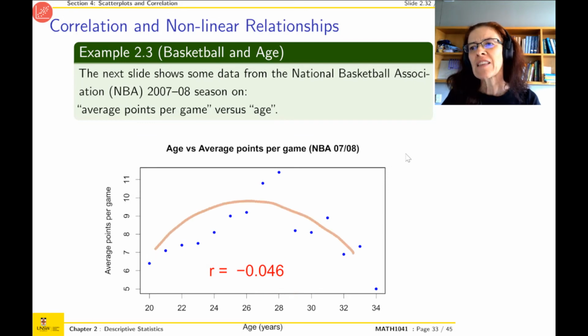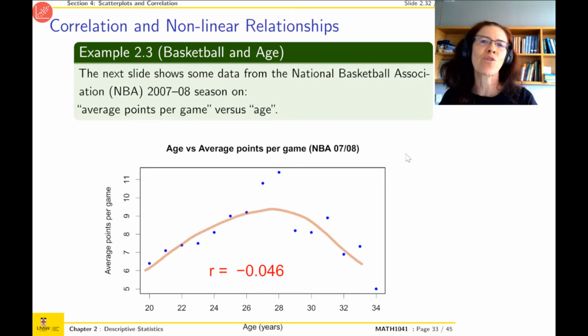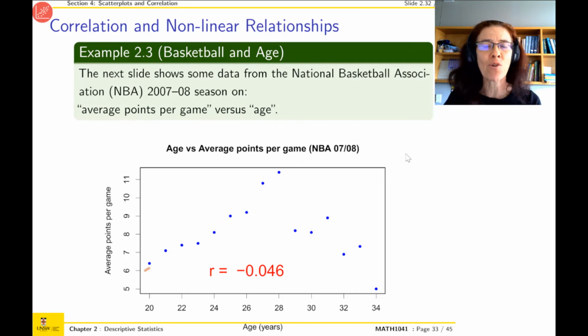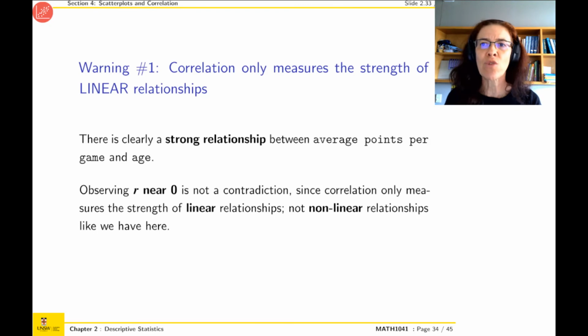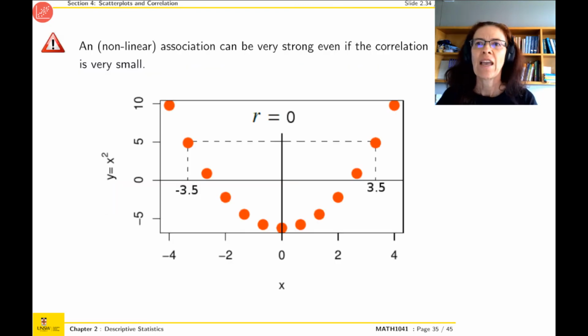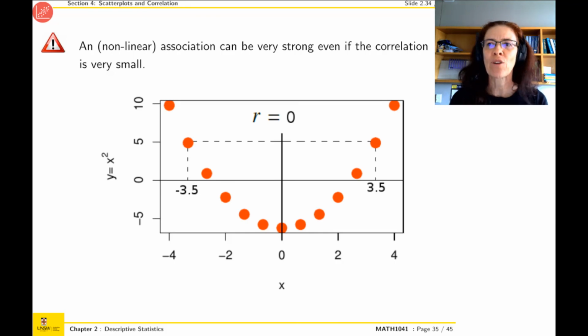But really, there is a relationship. You could describe it. I could draw this curve that summarizes what goes on. So this R close to 0 doesn't say there is no relationship. It just says there is no linear relationship, right? So there is a strong relationship, but it's not linear. It's not a contradiction. And now, that's another example along the same line.